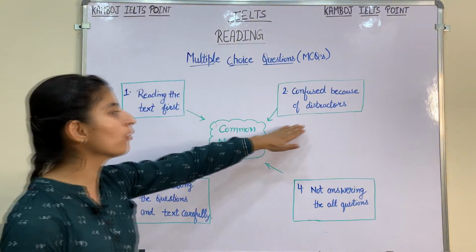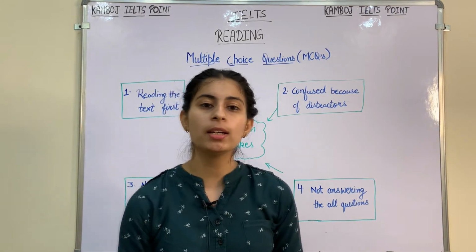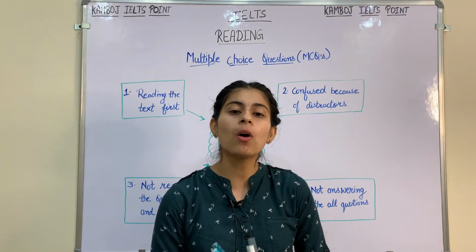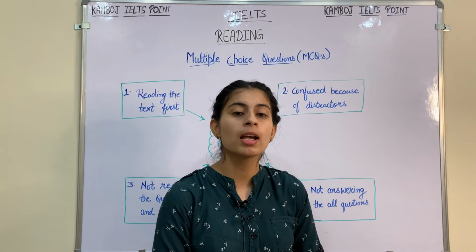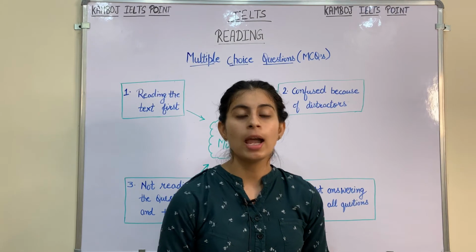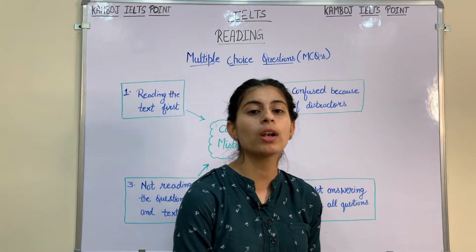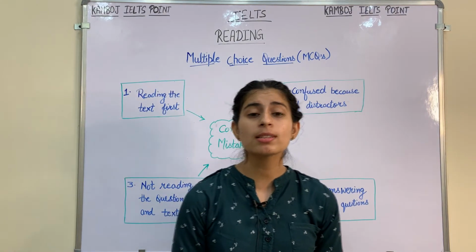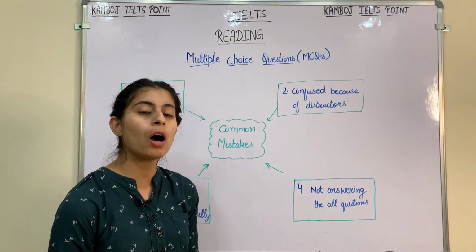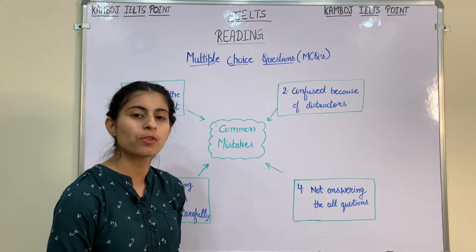The second one is confusion because of distractions. Many students get confused because of many distractions. Distractions are not only in the paragraph. Distractions are also in the multiple choice questions. Because when they give options, they give 2 similar options and it is difficult for students to differentiate which is the right one and which is the wrong one. So distractions confuse a lot of students and they don't know how to differentiate between those things. And in the paragraph they also have lots of distractions.